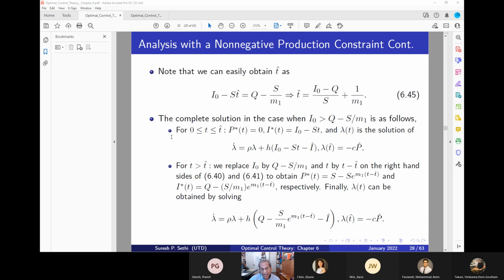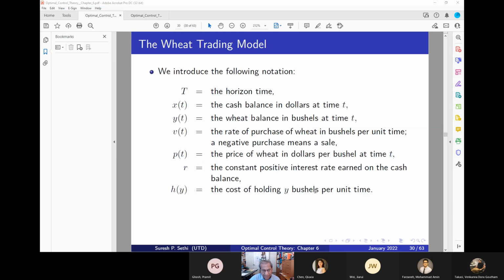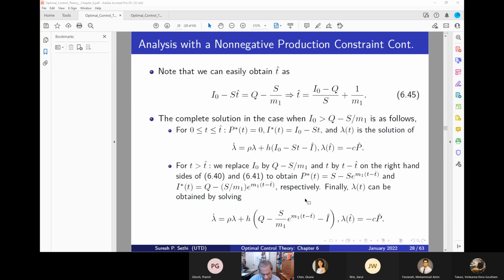Okay? And we can easily obtain T hat. We can also get lambda hat. And then this is my lambda. This is my lambda dot. There's a lot of things going on, but eventually I can find the lambda T. And I can give you, so what's going on here? Let me see.